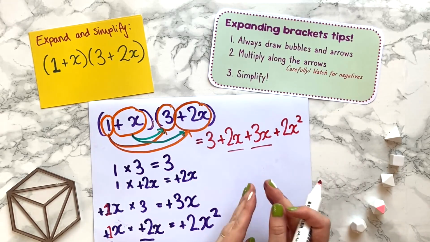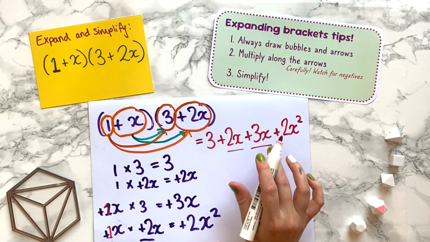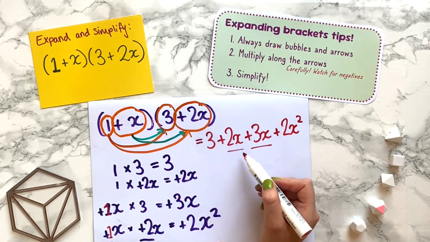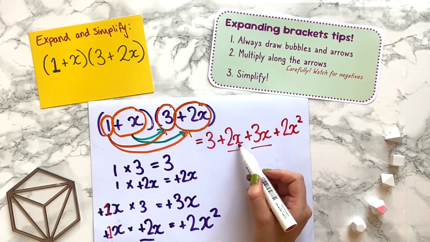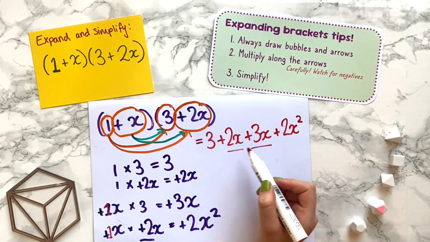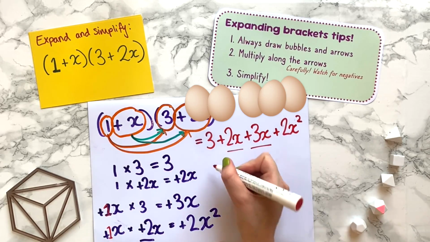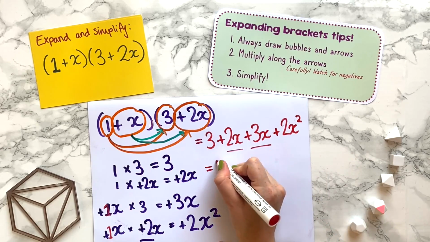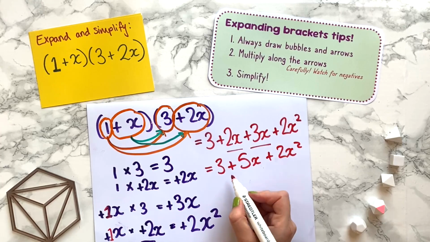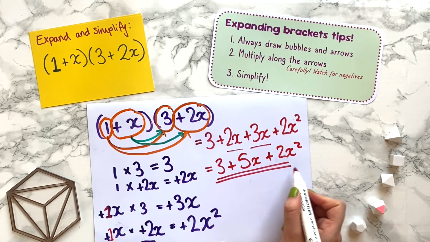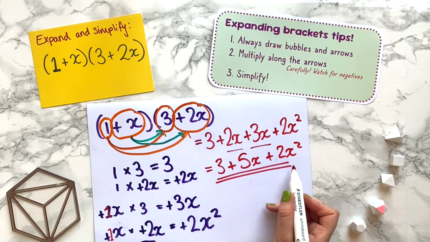So we can squidge together the 2x and the 3x. Here we're adding, not multiplying, so we need to be careful not to get confused. When we're adding, if we pretend our symbol is something else, say apples, or maybe eggs, because that sounds like x. If we had 2 eggs plus 3 eggs, that would be 5 eggs. So this is 5x. 3 plus 5x plus 2x squared. So this is our final answer. We have expanded and simplified this expression to get 3 plus 5x plus 2x squared.